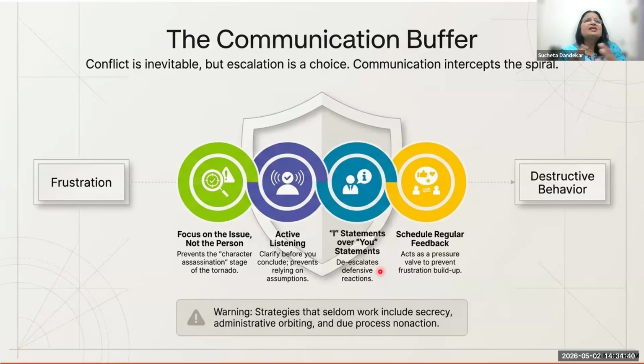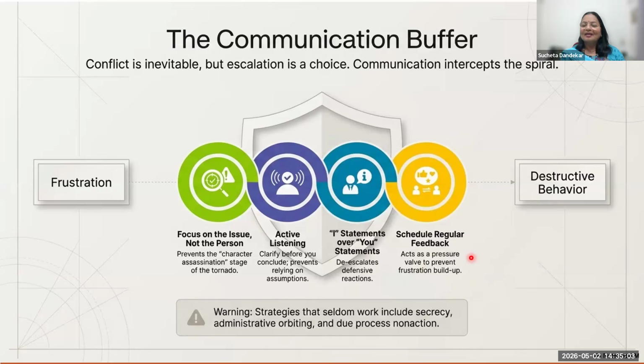Oh, you are always doing this. Oh, you always say this to me. You always think that I am wrong. Instead of saying that, have an I kind of statement. For once, the I should become first here and not the you when you are on the defensive. So it will de-escalate the defensive reactions.